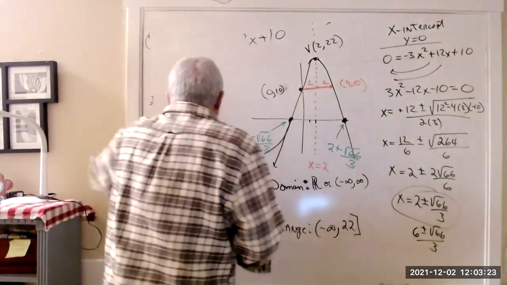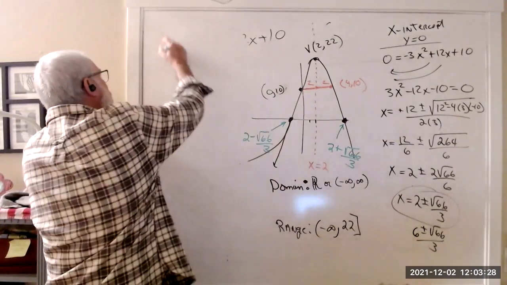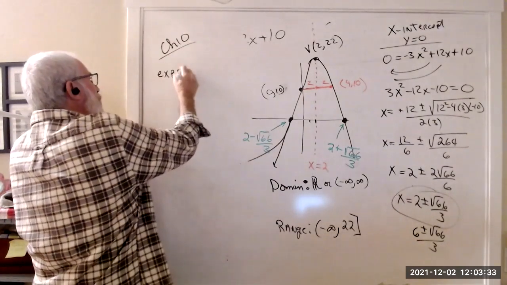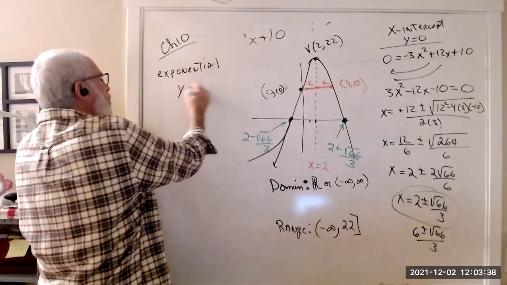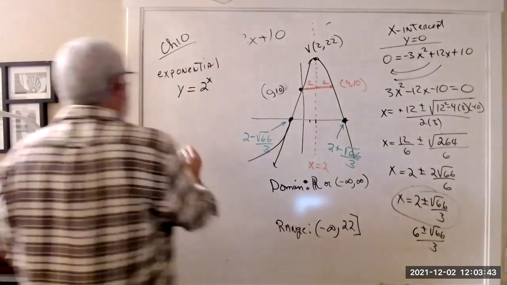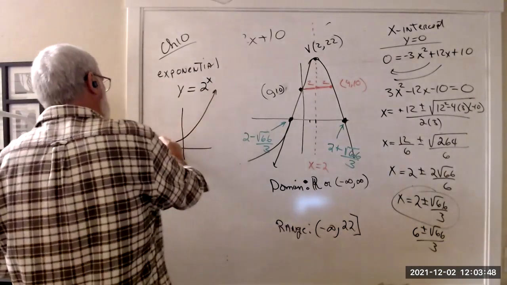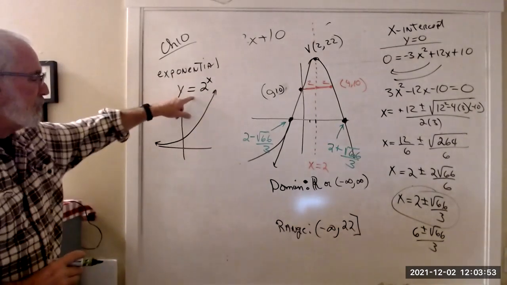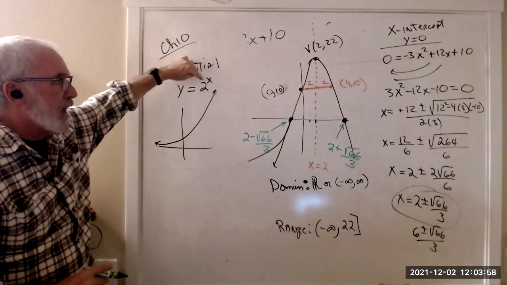In chapter 10, we talked about the exponential graph. That was y equals like 2 to the x power, and that was a graph that looked like this. Remember, there was an asymptote and all kinds of weird things. That was called an exponential. Notice it was 2 raised to the x power.